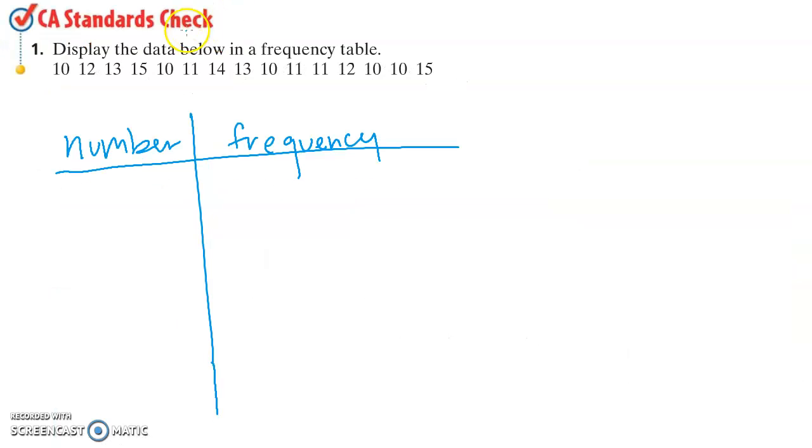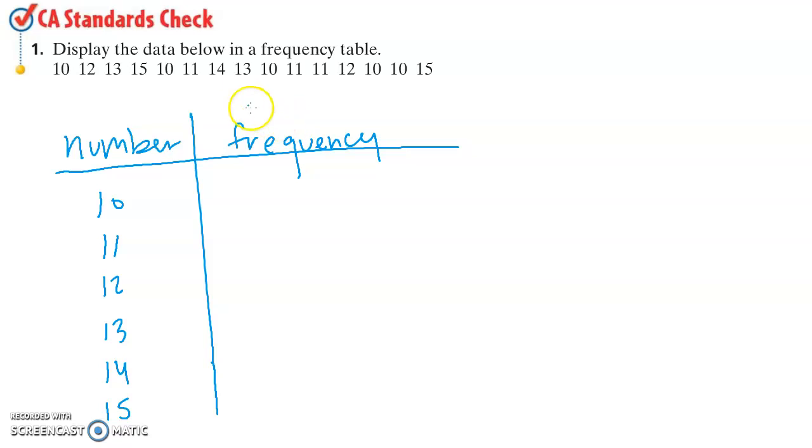Standards check number 1 asks us to display the data below in a frequency table. So they give us a bunch of numbers, and I'm going to record how frequently we use each number. Looking at my data, it looks like the smallest number is 10. And there's at least 1, 11, 12, 13, 14, and 15 out of all these numbers. And all we're going to do is count how many times we see each number.